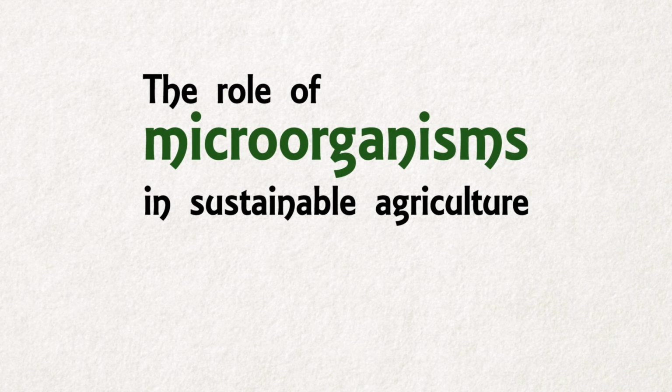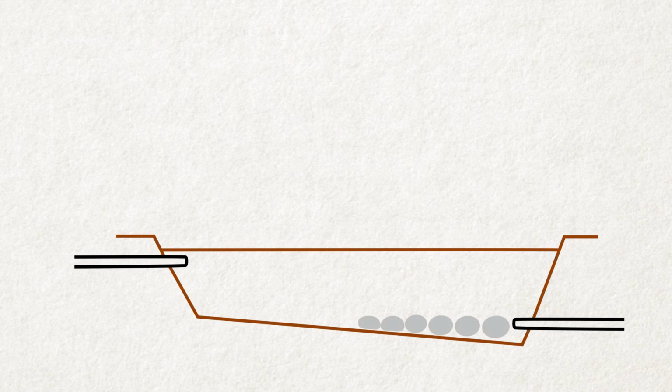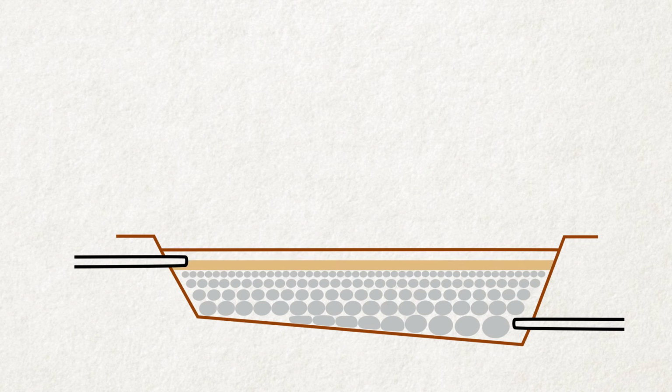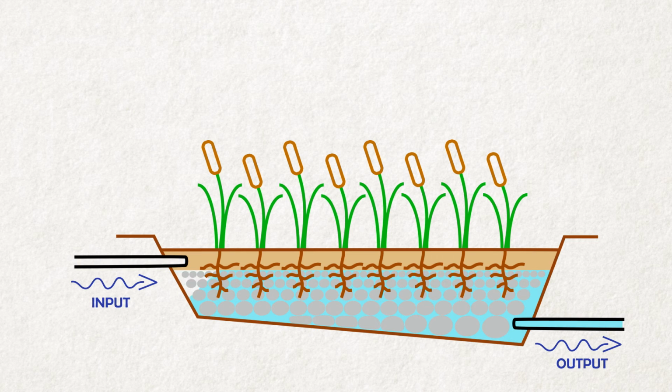The role of microorganisms in sustainable agriculture. Wastewater disposal and reuse. In this episode, we will have a look at an on-site wastewater treatment system. Constructed wetlands are man-made systems that emulate the functions of natural wetlands for human needs, mainly for the purpose of removing pollutants from wastewater.